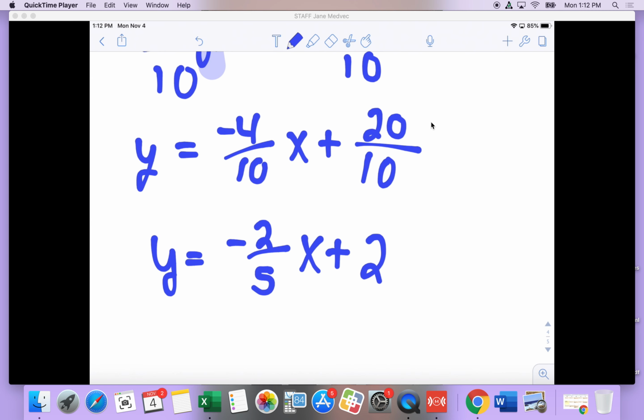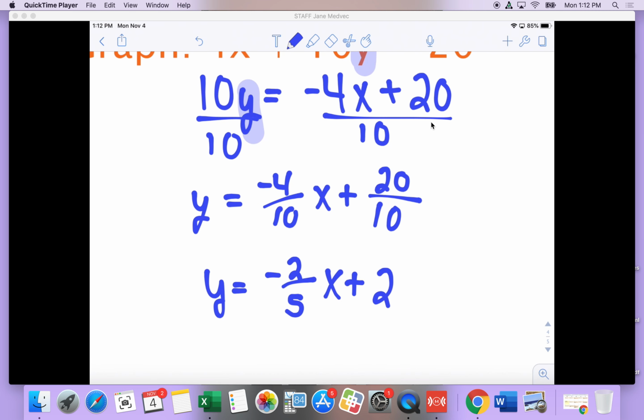Now, some students ask me, Mrs. Medvick, is it okay if I just go from the original one and go down to the last one? I'm fine with that. I really am. Just make sure what you do is correct. What happens is a lot of times when students skip a lot of steps, you make silly mistakes, and so it can be a problem.